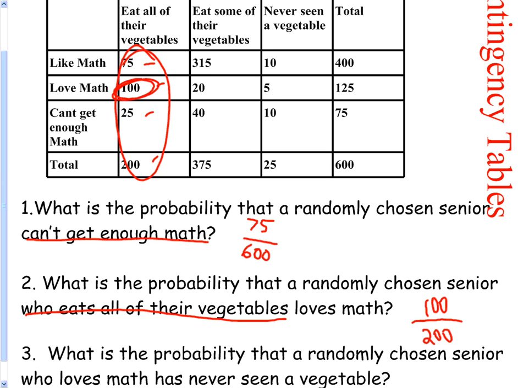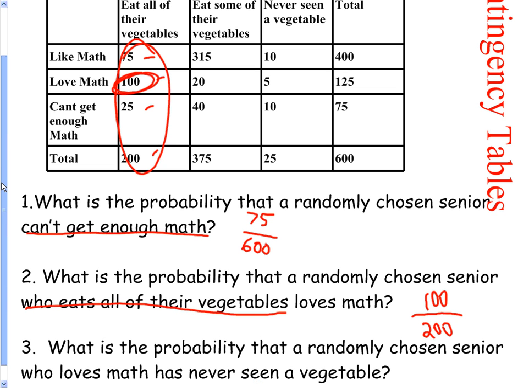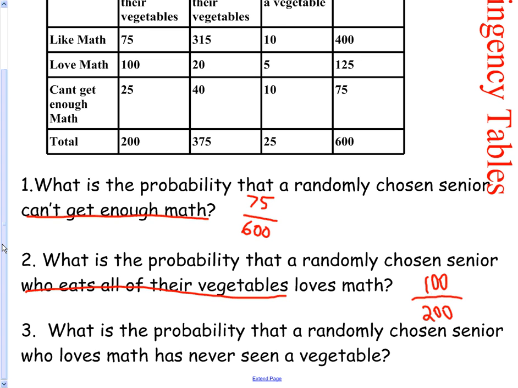You are right. Raise your hand if your person explained it correctly. All right, good. If they didn't, it's okay as long as you understand it now. All right, moving on to number 3. What is the probability that a randomly chosen senior who loves math has never seen a vegetable? All right, so figure out your given. Everybody do this one on your own. No teacher in the group, just do it on your own. Okay, give them some time to answer.